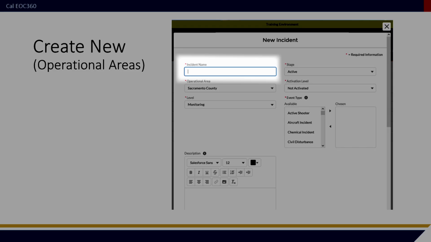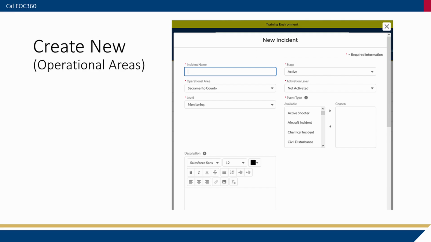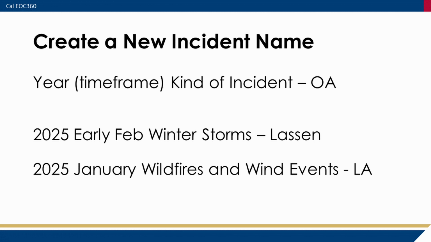When you create a new incident, the recommended format is to start with the year, then the month or time frame, what kind of incident, then add your OA at the end. This might look like 2025, early February, winter storms - Lassen, or 2025, January, wildfires and wind events - LA.